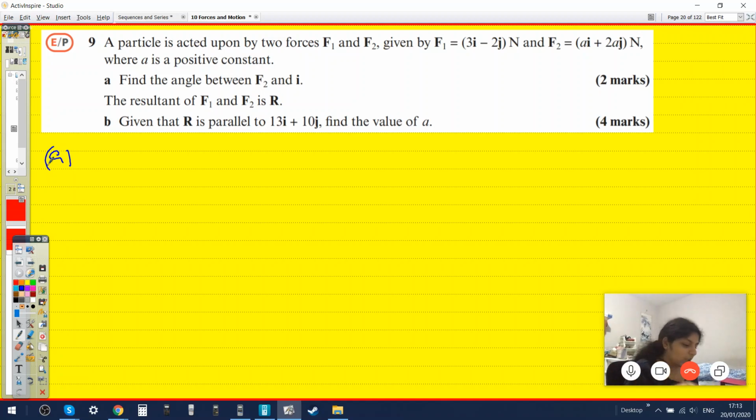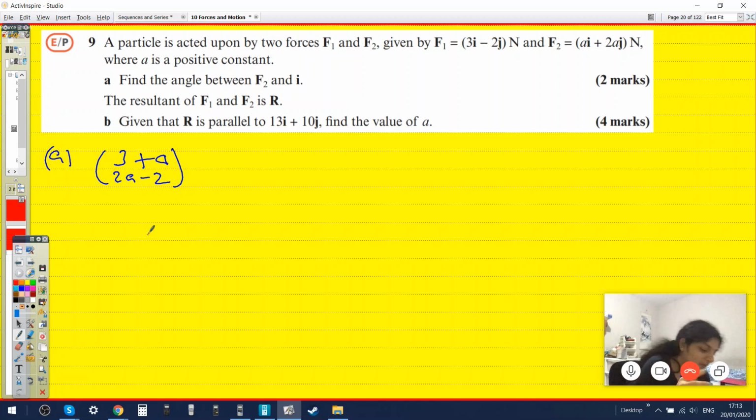So when you add them, I got 3 plus A in brackets I plus, in brackets, 2A minus 2J. 2A minus 2. I'll just write them in this notation. And then it's parallel to 13I plus 10J. So it has to be the same direction if it's parallel.